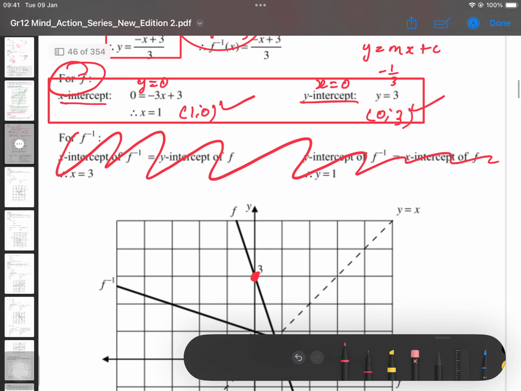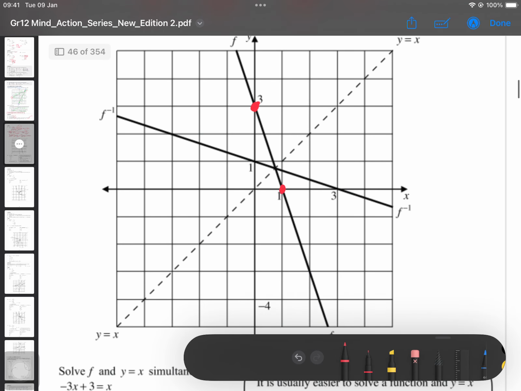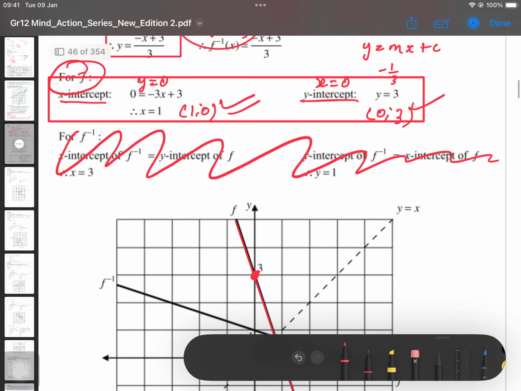That's this point, and then the second point, 1 is to 0, the x is 1, y is 0, that's there. Then you join the 2 points. So if you join those 2 points, you're going to have that graph. Now to draw for the inverse, you just swap the coordinates.